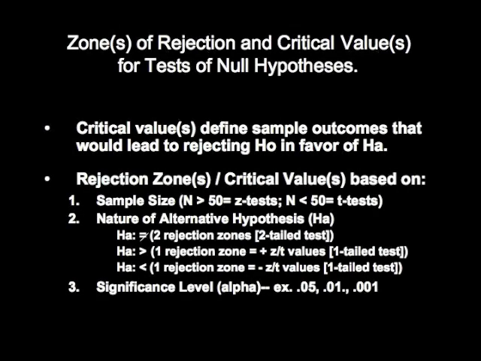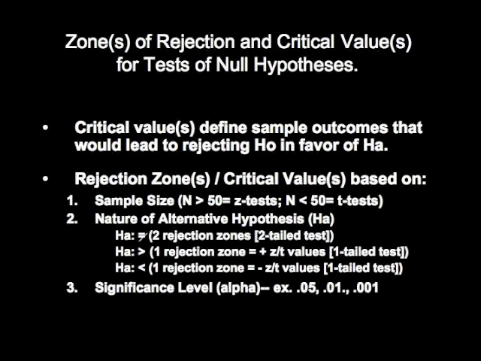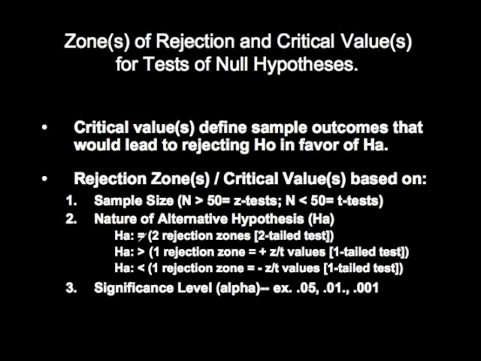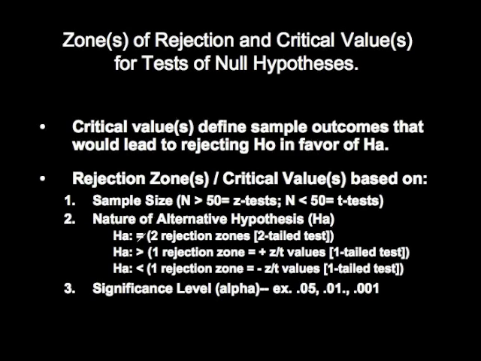Critical values and zones of rejection define those sample outcomes that are going to lead us to reject a null hypothesis in favor of an alternative hypothesis. They are the boundaries of the observed sample data that are going to lead us to reject that null hypothesis. When we establish critical values and zones of rejection, there are three things that we have to consider.